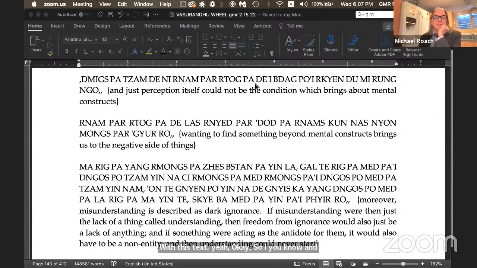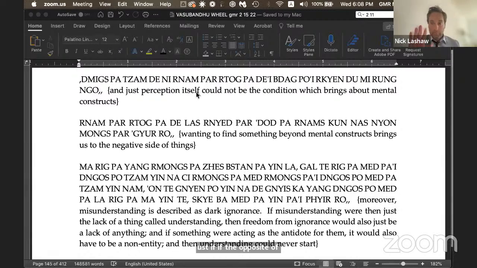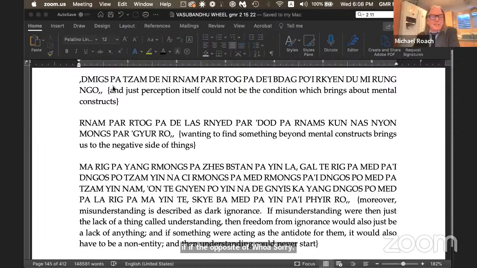Mikpat samni, dini number dapiken mirungo. Just awareness, a lack of awareness, would not be enough to cause all the misunderstandings that we have. If it were just the opposite of marikpa... I think we have to read these two together. Okay, let's go to the pieces. Again, it's hard.